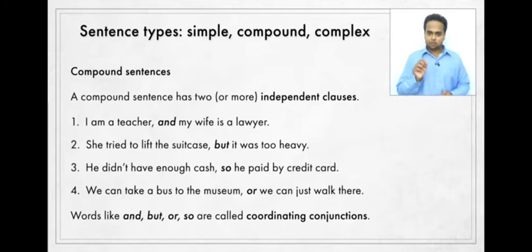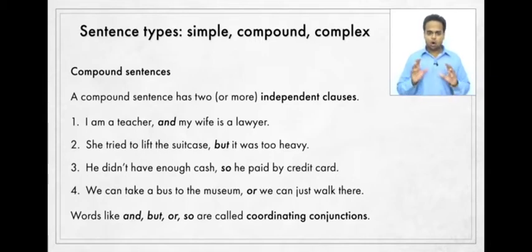Now, the connecting words that you see in these examples, and, but, so, or, etc., these words are called coordinating conjunctions. That's a fancy word, but it just means that these are connecting words that connect two independent clauses. And there's another important point here.